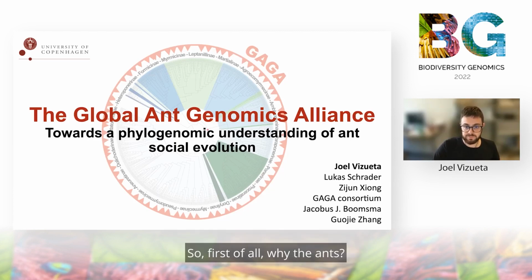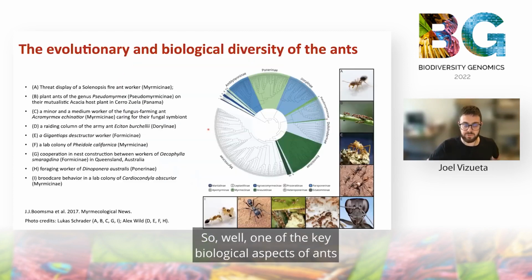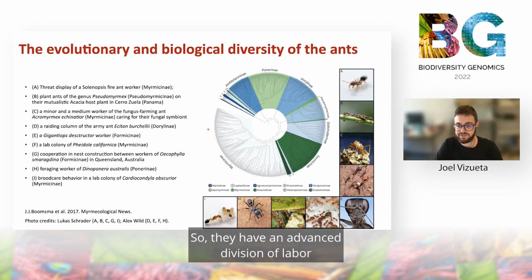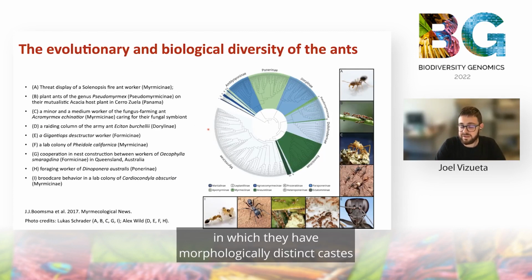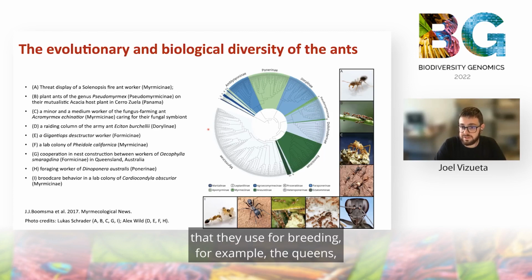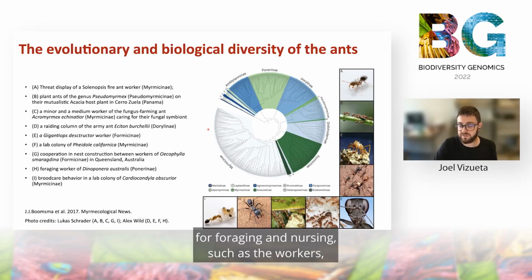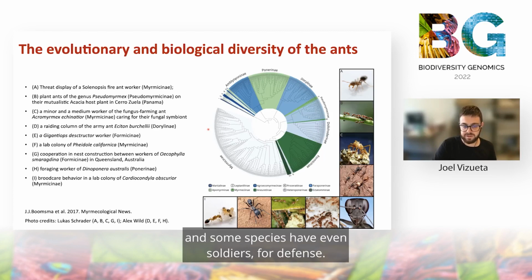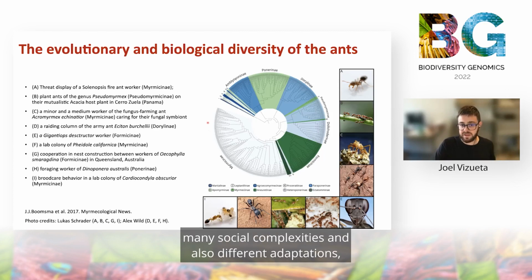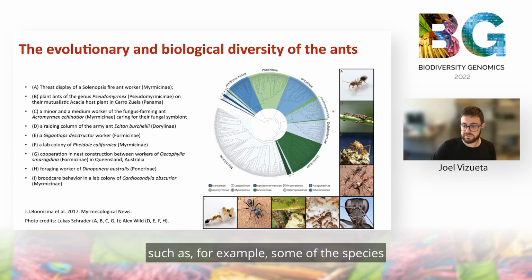So first of all, why the ants? Well, one of the key biological aspects of ants is their sociality. They have an advanced division of labor in which they have morphologically distinct castes: for example, the queens for breeding, the workers for foraging and nursing, and some species even have soldiers for defense. This has made ants impressive social innovators, and we find across the ant tree of life many social complexities and also different adaptations.